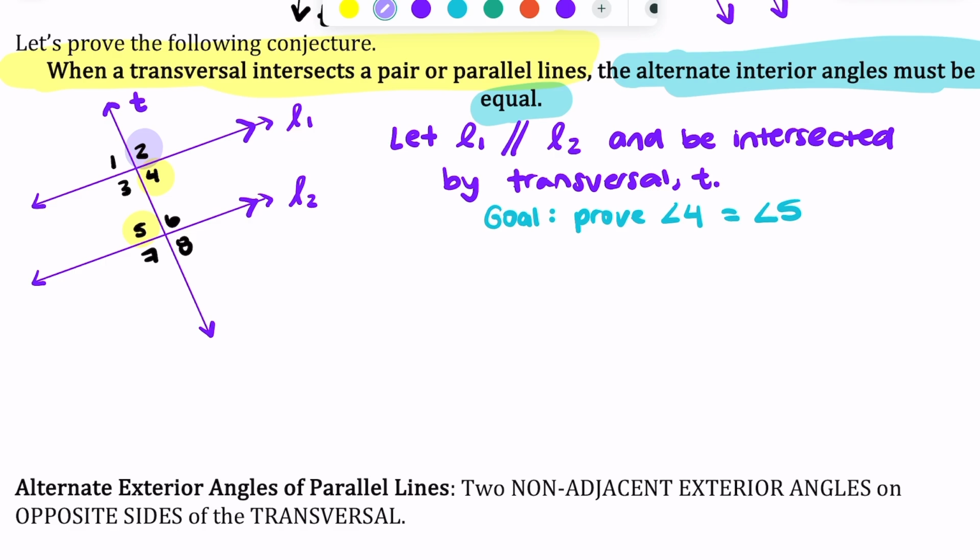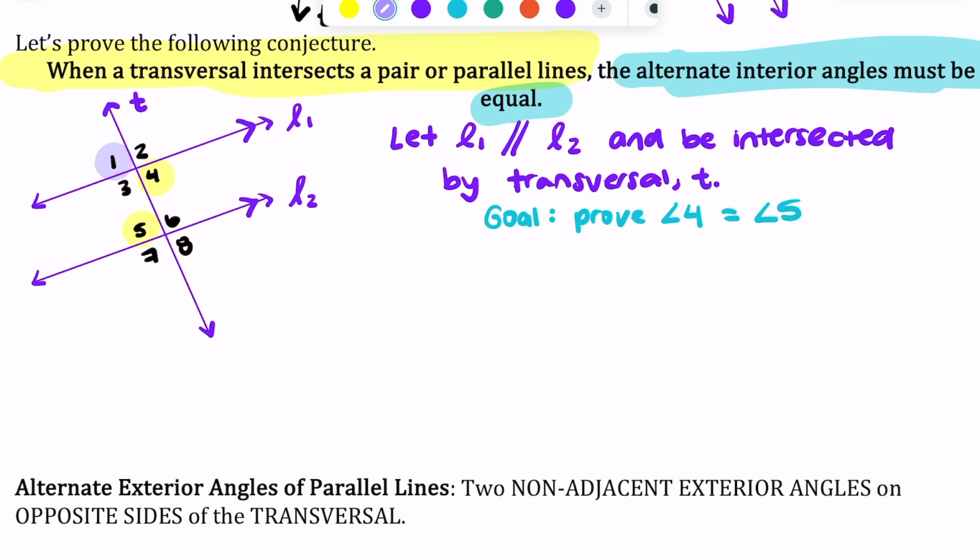So I'm not going to choose angle 2 as my middleman, as a fact that I involve, because it's not going to help me reach my goals. But if I choose angle 1 here, I know angle 1 and angle 4 have a relationship. They are vertically opposite. And angle 1 and angle 5 have a relationship because they are corresponding angles of parallel lines. And that's going to be helpful to me.